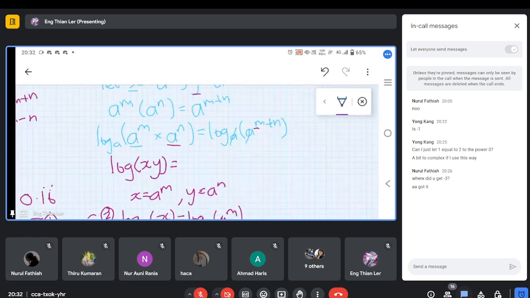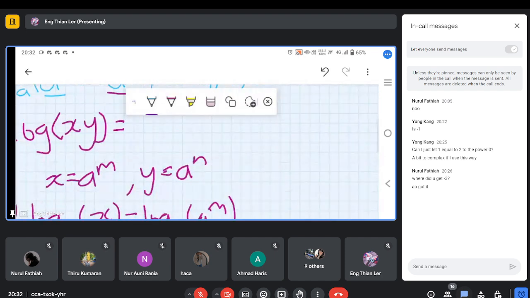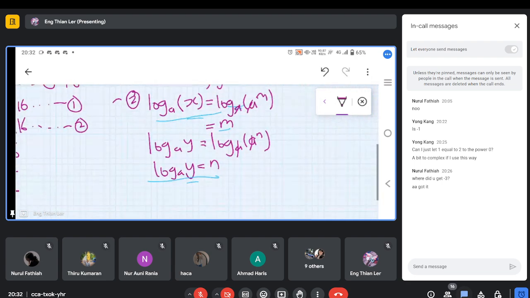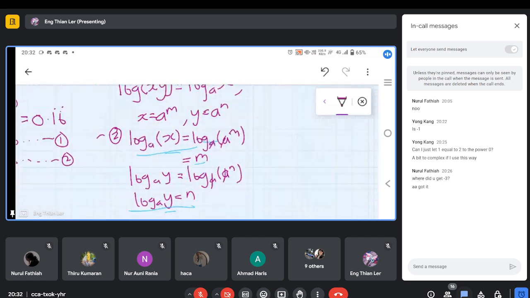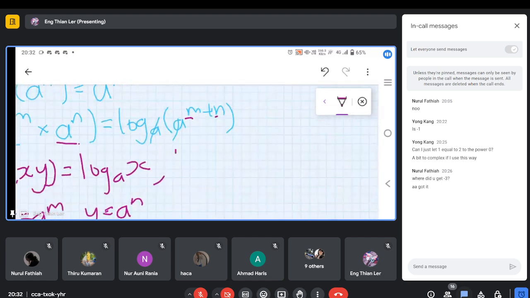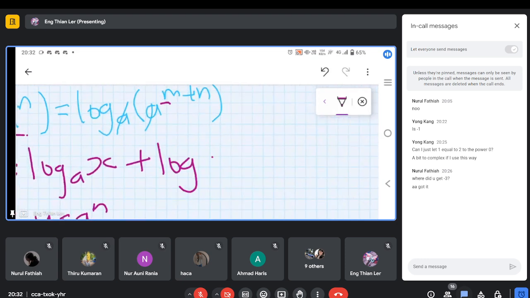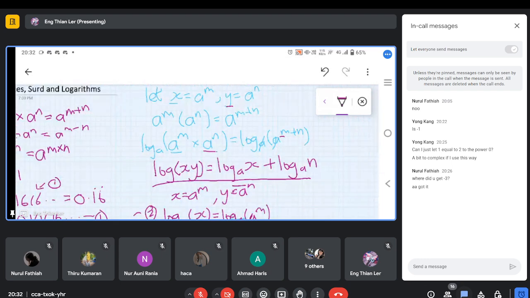So now we have the information that log a y is n, log a x is m. We can substitute m plus n to the other side. So what is m? M is log x base a, and log a y is n, and we got m plus n, so it will be log x plus log y base a. So that's how you prove the logarithm formula.